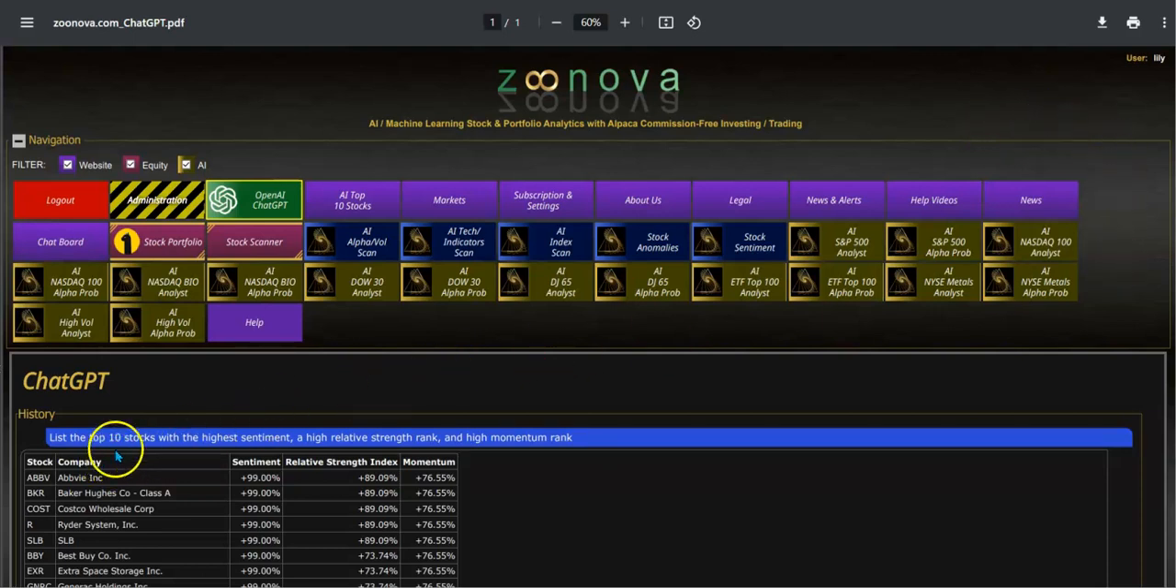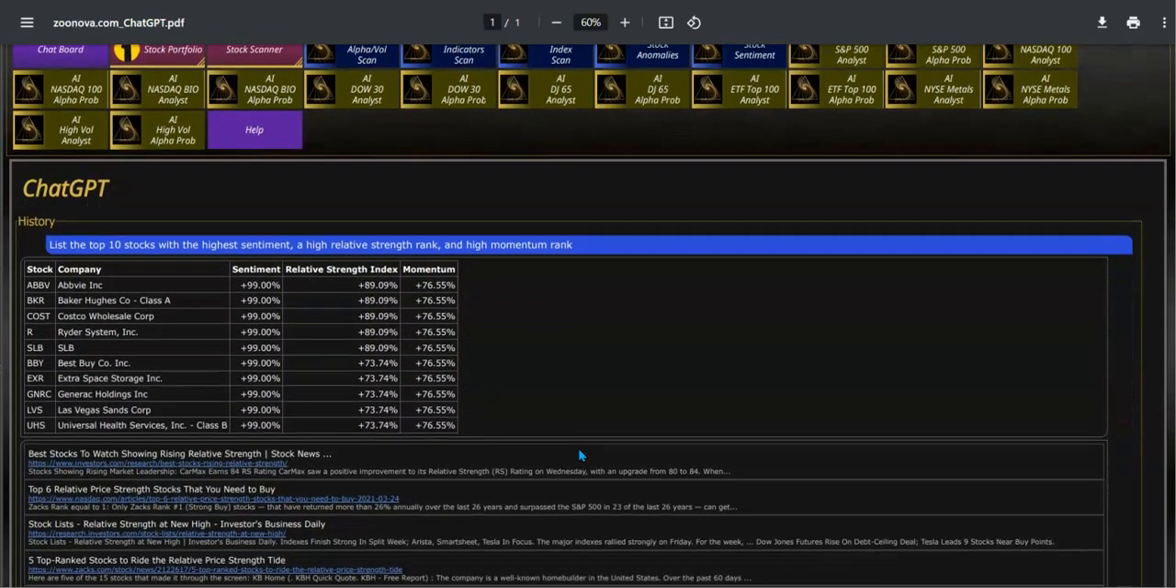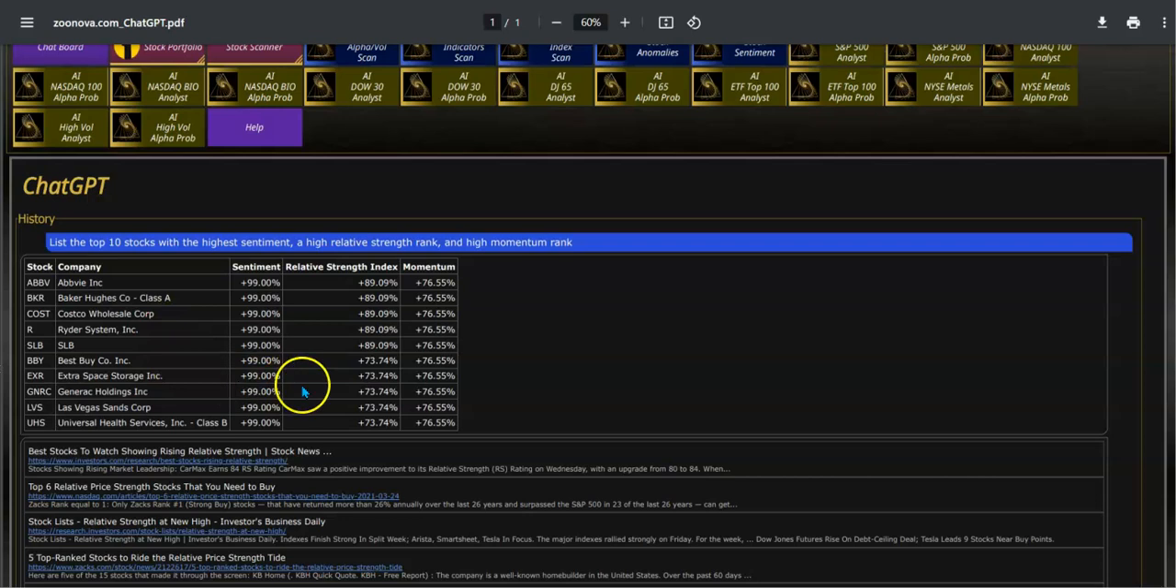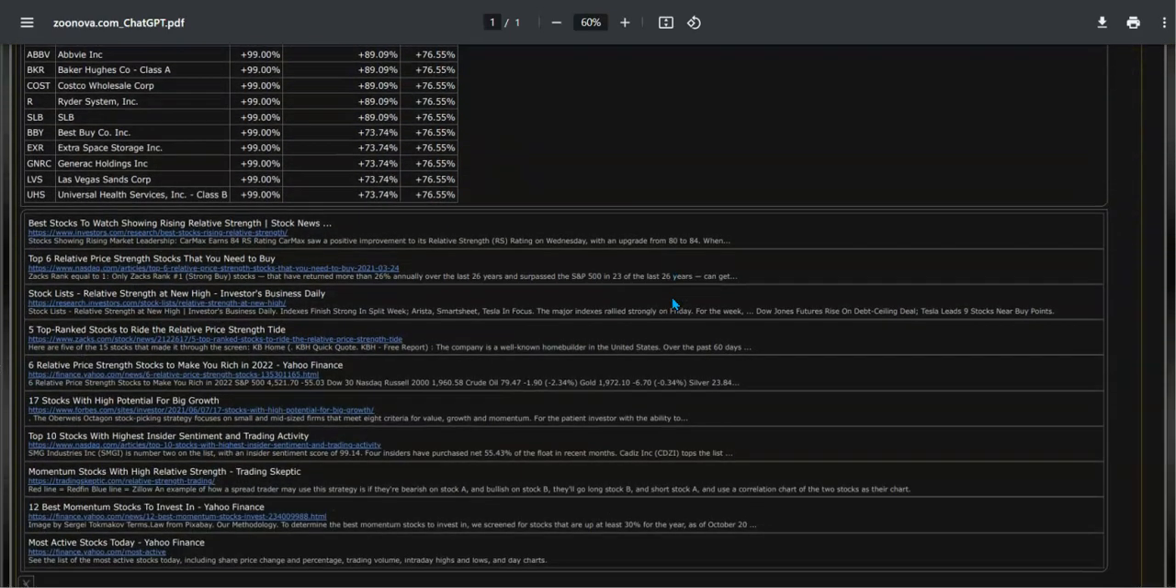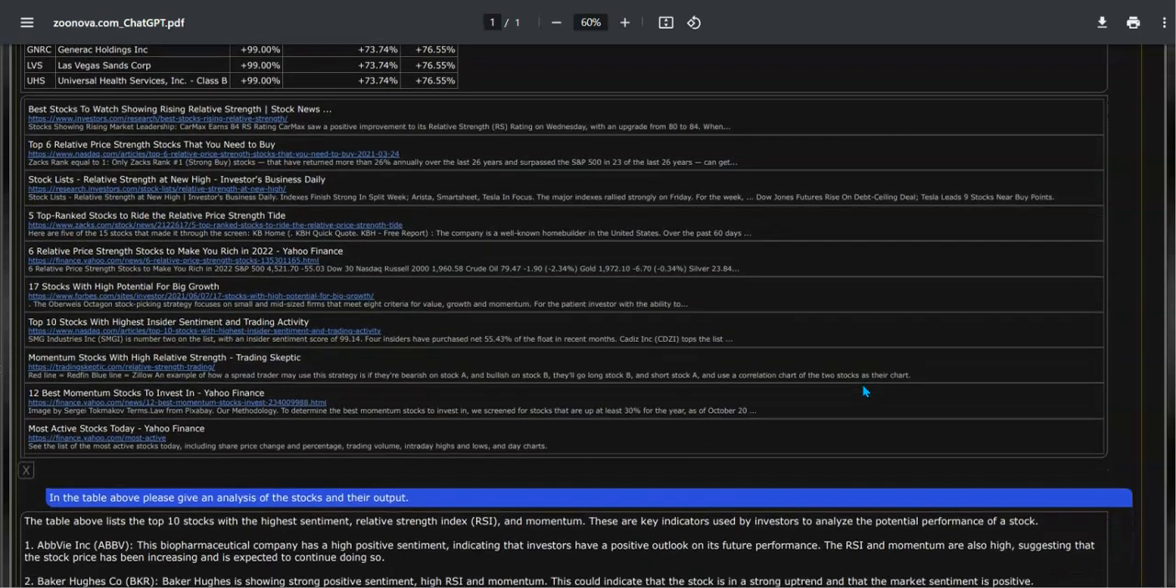You can see where I've posed this question here. List the top 10 stocks with the highest sentiment, a high relative strength rank, and high momentum rank. The answer is returned here in the table: top 10 stocks, sentiment, relative strength index, and momentum. Also, internet search right here.